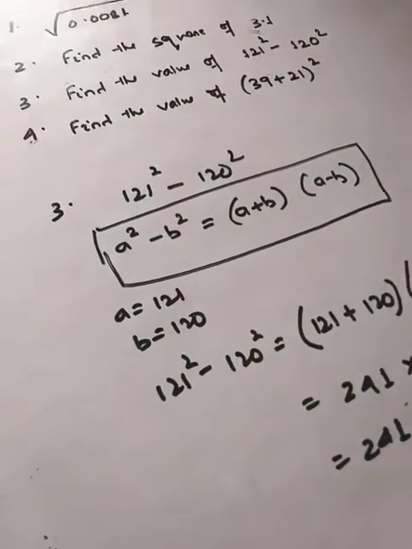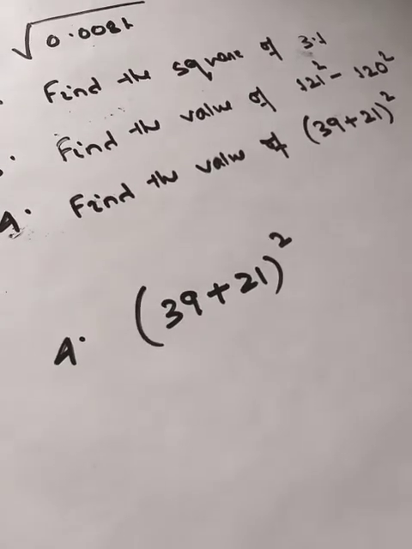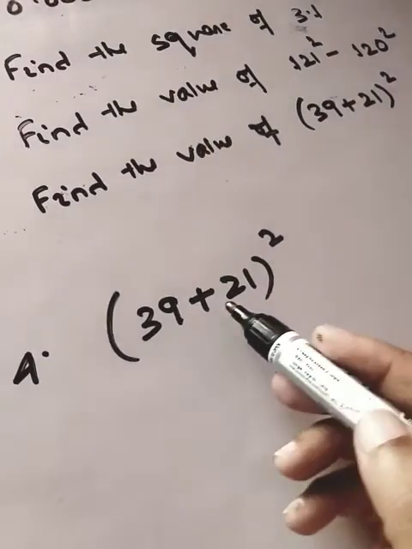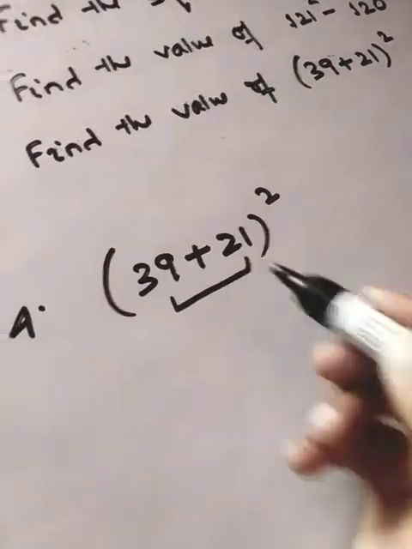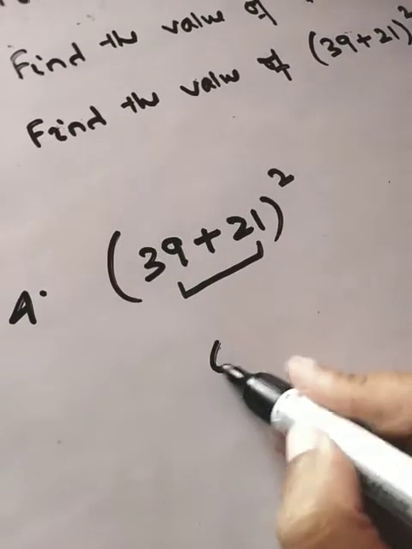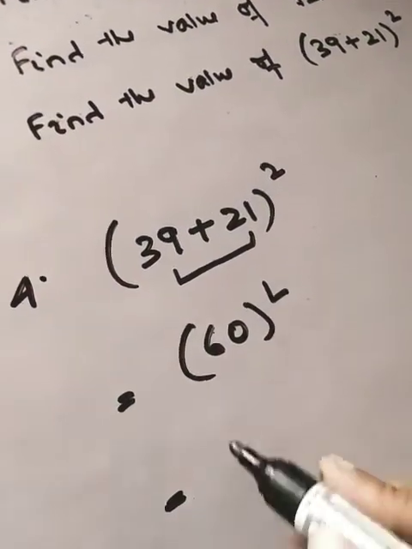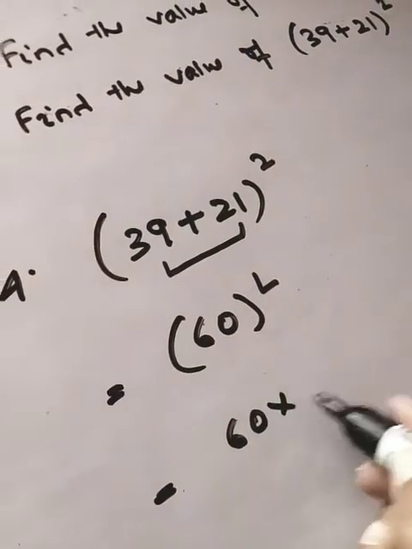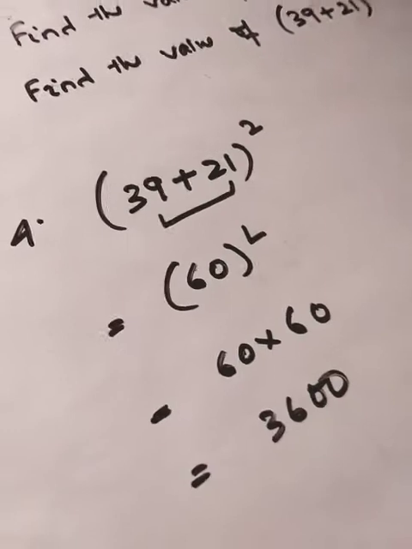Now let's move on to the last sum, that is sum number 4. How to find the value of 39 plus 21 whole square? What we'll do is add these values first. So 39 plus 21 is what? 60, isn't it? See, now it became easy. So 60 square means what? 60 into 60. If you multiply it, you get the answer.